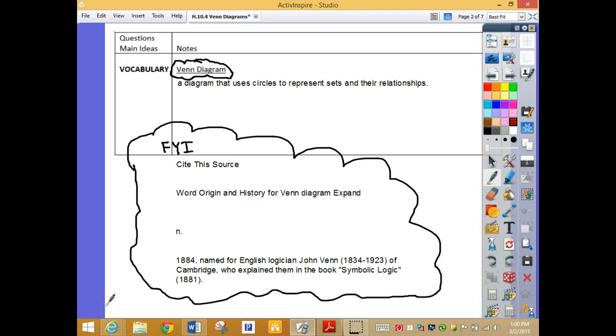A little tidbit down here. Cite the source, the word origin and history for a Venn diagram is in 1884. It was named for English logician John Venn. He lived till 1923, of Cambridge, who explained them in the book Symbolic Logic.